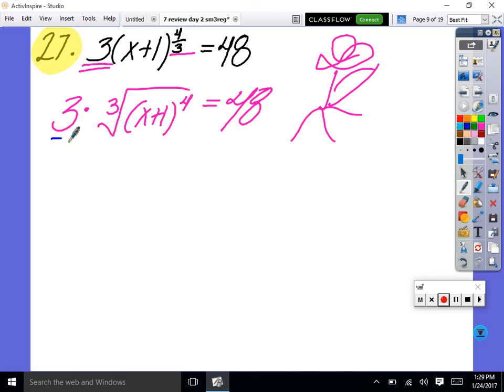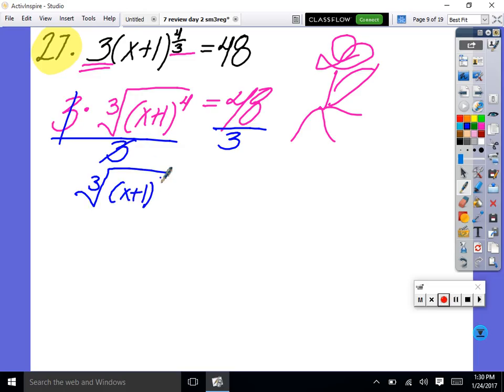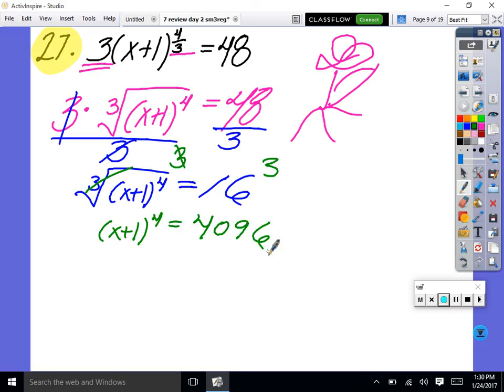All radicals be independent forever. So we have the cube root of x plus 1 to the 4th power equals 16. Okay, next step, how do you undo the cube root? Cube both sides. So this cancels out with this. We're left with x plus 1 to the 4th power, which equals 4096. Right? Now what's our next step? Fourth root of both sides of the equation to undo the radical.